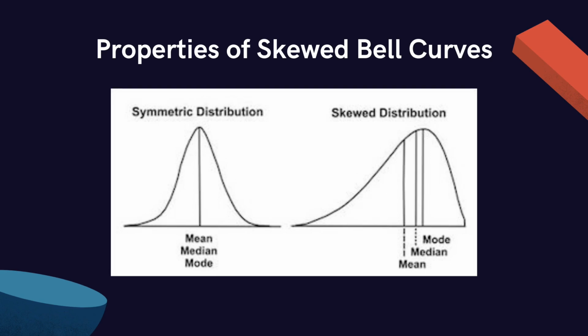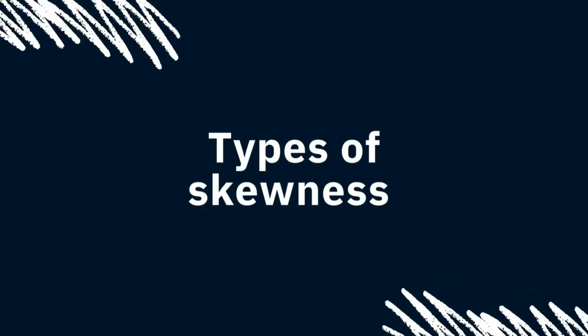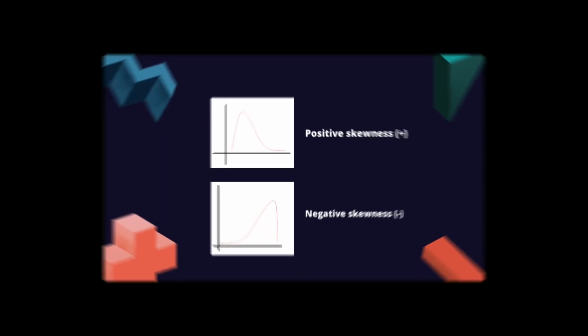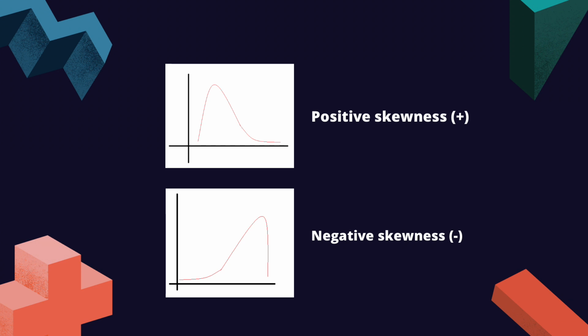In a symmetric bell curve, the mean, median, and mode are all the same value. How easy is that? But in a skewed distribution, the mean, median, and mode are all different values. And these are the types of skewness. There are a positive skewness and a negative skewness.